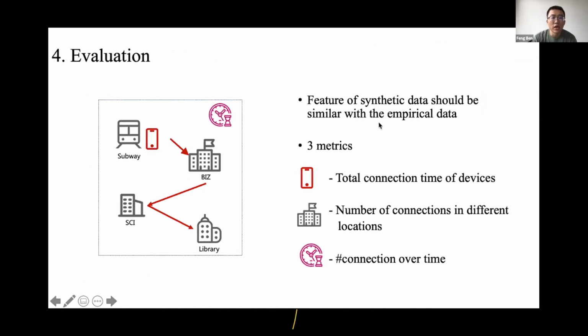In the project, we extract init states from the empirical data and use them to generate the synthetic data. Since our target is to generate synthetic data which has similar features to the empirical one, we use 3 metrics to evaluate our model according to 3 elements in the Wi-Fi connection process: device, location, and time. The metrics are the total connection time of devices, the number of connections in different locations, and the number of connections over time.